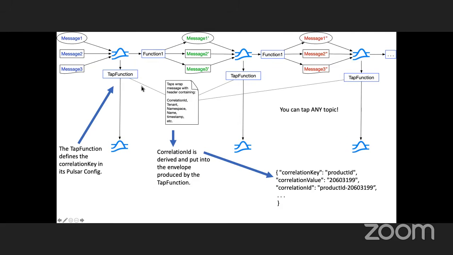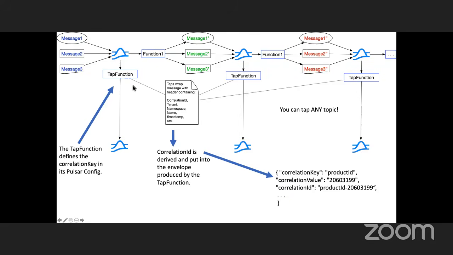So the tap function, and I mentioned this earlier in the presentation just briefly, basically what it's doing is tapping a topic, but it's adding certain metadata that's really important for tracing. And it could also be useful for validation and other things. So the idea is we're grabbing the message, we're attaching metadata. Some of the metadata is easily available, such as the name of the tenant and the namespace, and you can add a timestamp for when you receive the message. But this other piece is this correlation ID, and this is derived. So we'll talk about how that works.